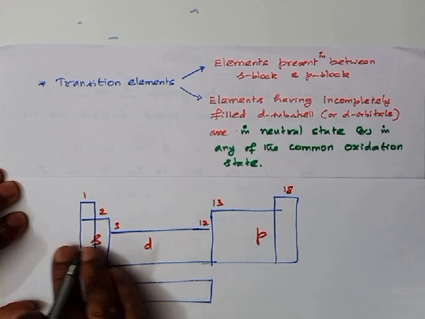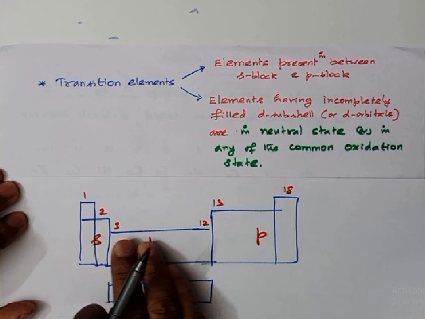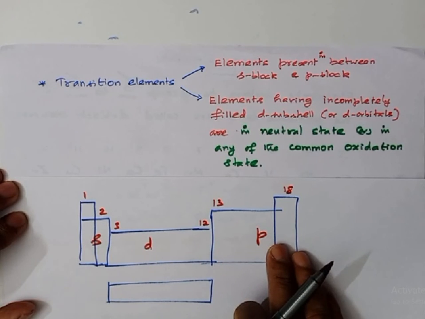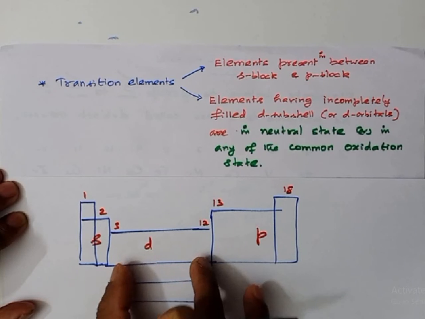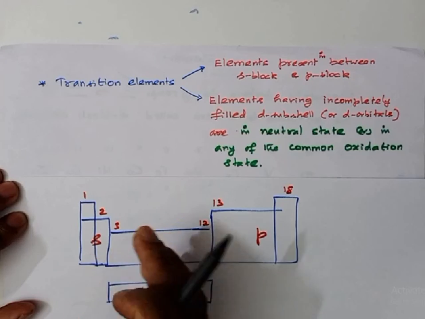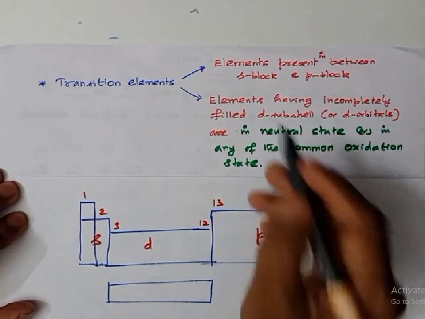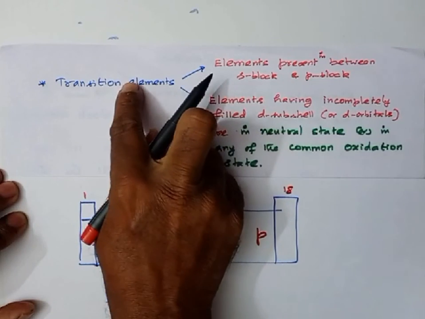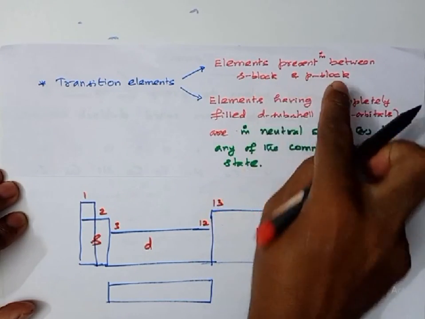So when you move from left to right, what happens? Metallic character decreases and becomes non-metallic when you move from left to right. Clear? Since these elements are in between metallic and non-metallic, in those days people called these elements transition elements. This is the old definition. Transition elements means elements present in between S block and P block.